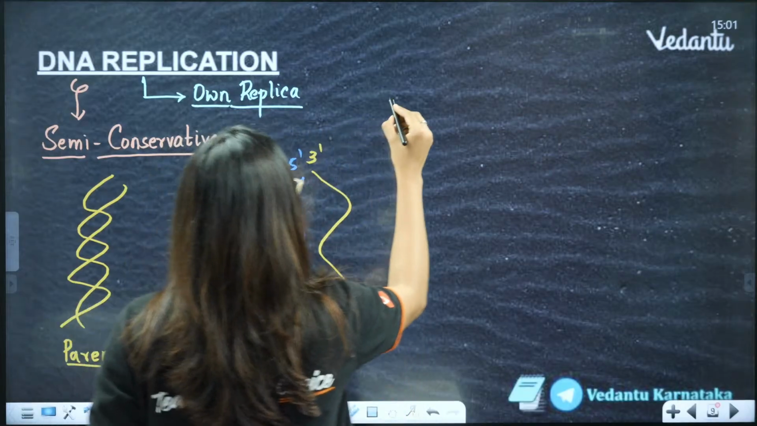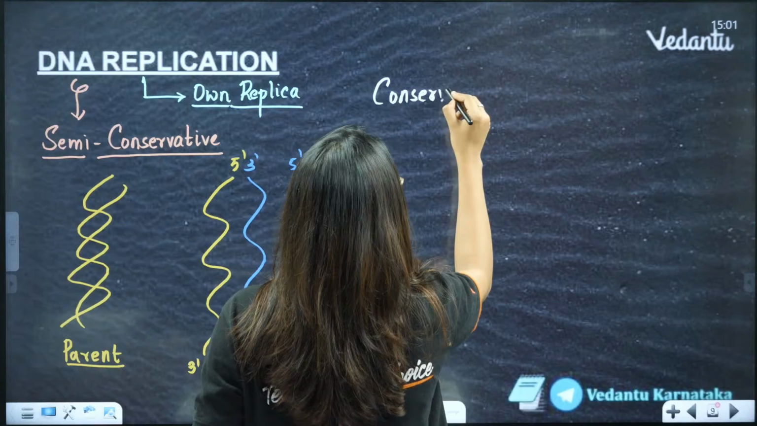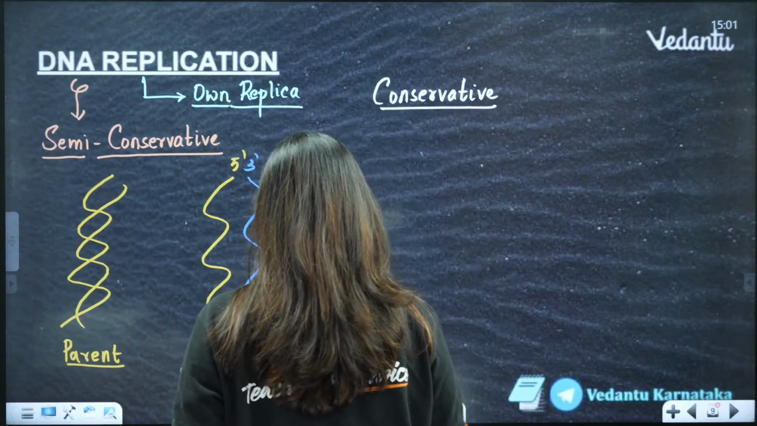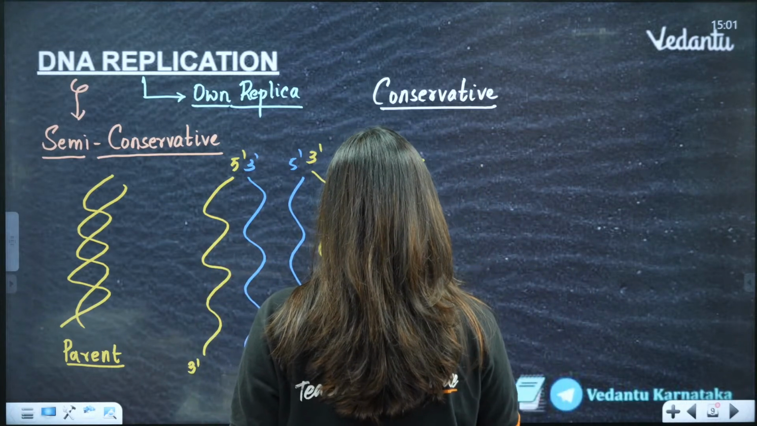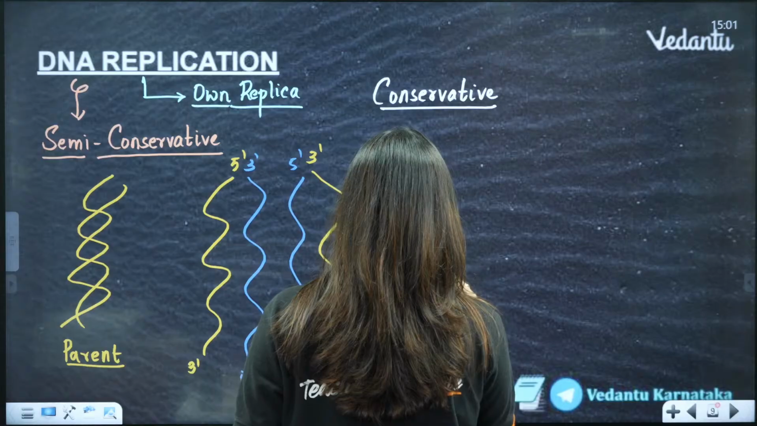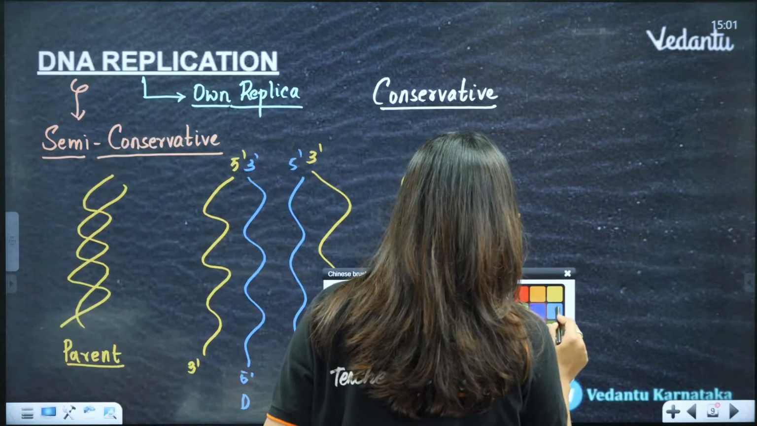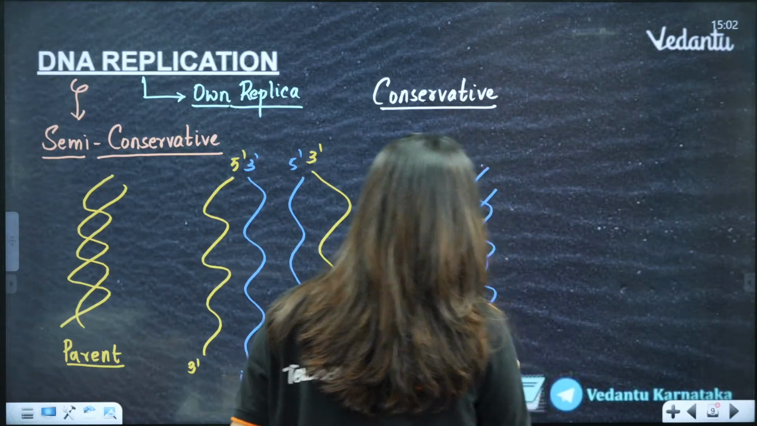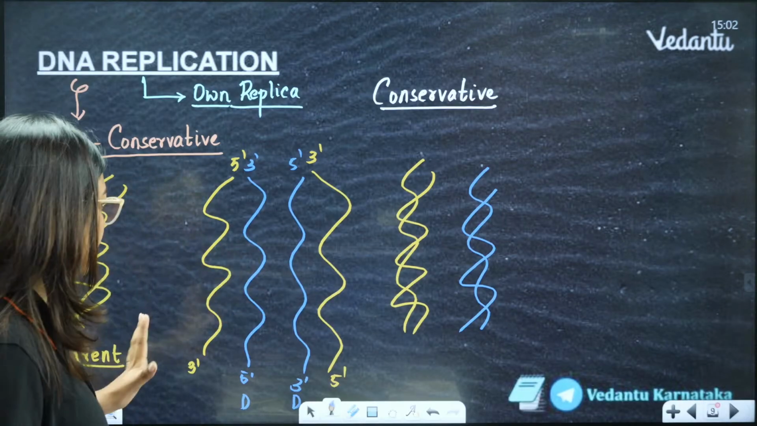Normally, conservative technically, what happens, ma'am? Simple, ma'am. The parents are going to go back together. Parents will go back because they are used as a template. Parents will go back and obviously the daughters also will go back together. Okay, this is conservative. This is the entire conservative technique.